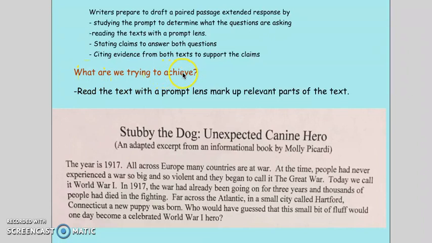But right now, what we're trying to achieve is we're going to read the text with a prompt lens to help us mark up relevant parts of the text. So I'm going to start by reading the title of the text, Stubby the Dog, Unexpected Canine Hero. And of course I read the blurb, an adapted excerpt from an informational book by Molly Picardi. So we're getting the genre of the book. I always want to keep the genre in mind. I don't just want to focus on the prompt. I also want to focus on the genre itself.